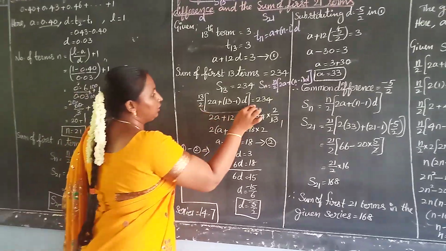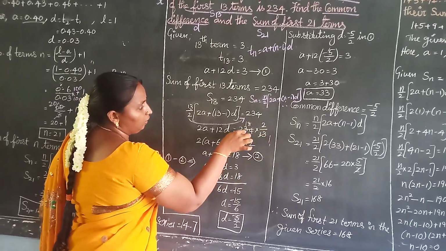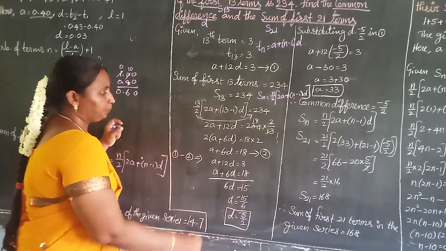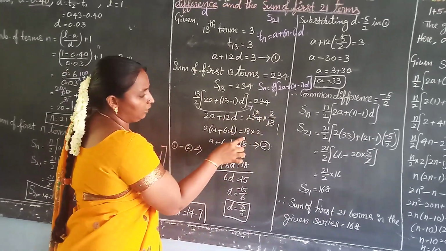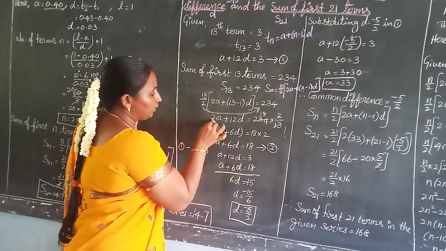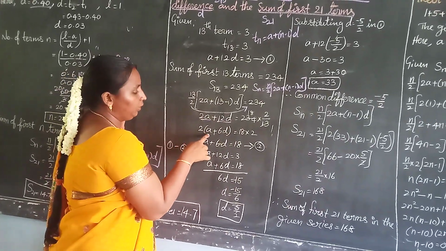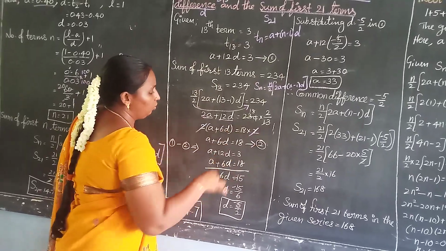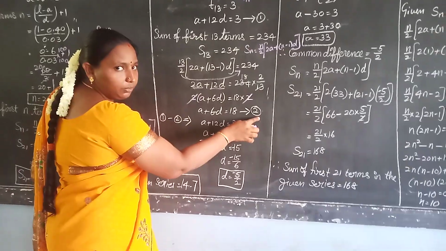So send this 13 by 2 that side, it will become 2 by 13. Cancel here. 13 1s are 13, 13 18s are 234. So 2a plus 12d equal to 18 2s are 36. Here take 2 common from these two terms. Then you will get 2 into a plus 6d equal to 36. This 2 will get cancelled. A plus 6d equal to 18. Take it as equation number 2.